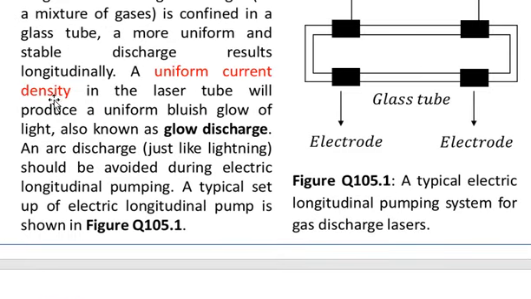A uniform current density in the laser tube will produce a uniform bluish glow of light, also known as glow discharge. An arc discharge, just like lightning, should be avoided during electric longitudinal pumping. A typical setup of electrical longitudinal pump is shown in figure 1.